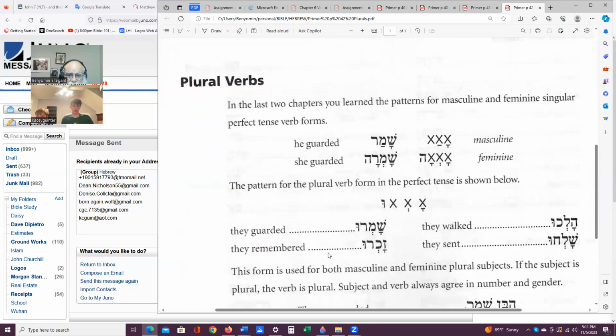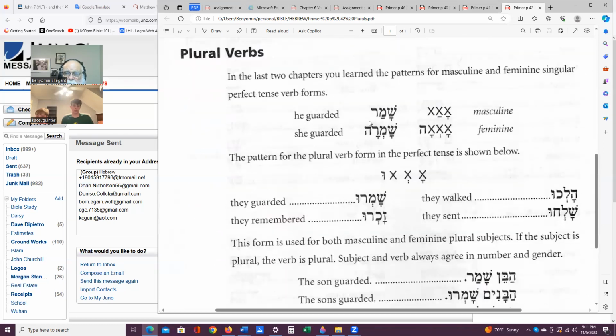Plural verbs. We went through this. I know we've gone over it. This is why I'm giving you exercises. Shamar, shamara. He guarded, she guarded. You're going to find this challenging but fun, because I'm going to give you some exercises to do. In fact, I think I already did, but I don't know if you did them.